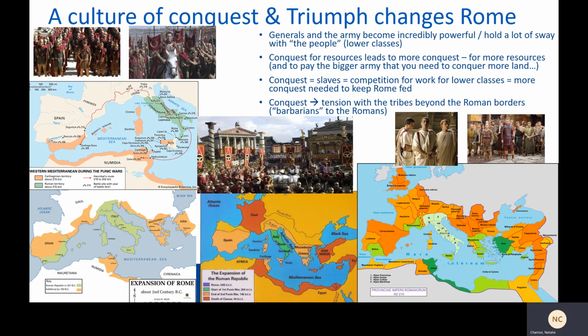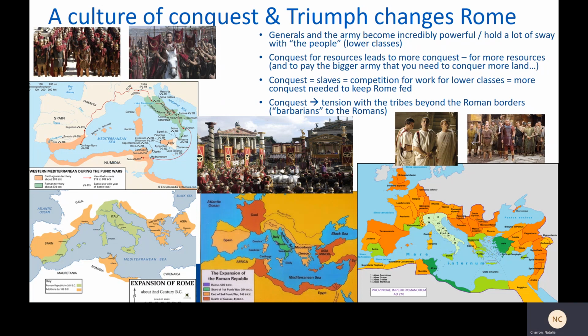Third, conquering land leads to getting slaves for the Romans. And that made competition for work for the lower classes. If the upper classes could have all of their needs met with slave labor, why pay anybody to do it? So more conquest was needed to keep Rome fed, and especially more and more attention began to be spent on keeping the lowest classes happy and entertained so that they don't rebel.